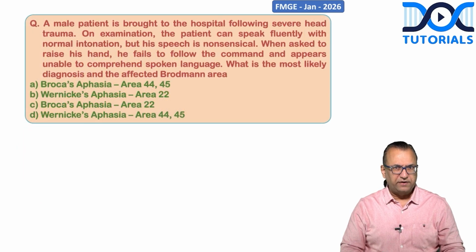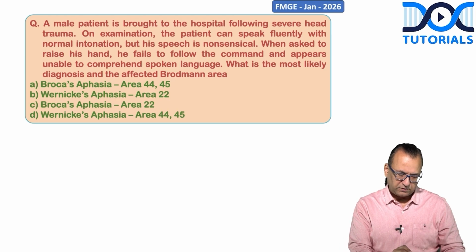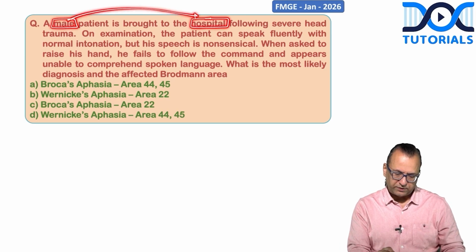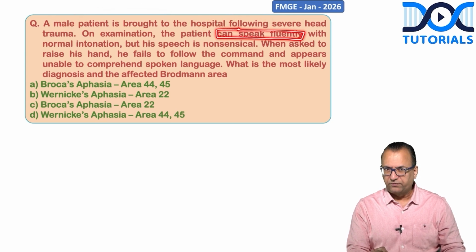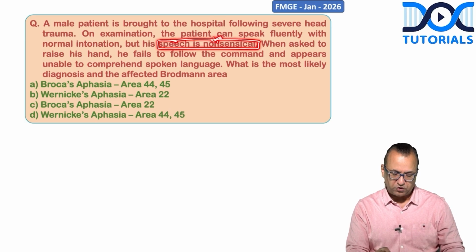This patient is having some aphasia, as we can make out. Here we see the male patient brought to the hospital after some severe head injury. The patient can speak fluently. There is no problem with the speech with normal intonation, but then the speech is nonsensical. So you are getting some idea that what kind of aphasia this could be.